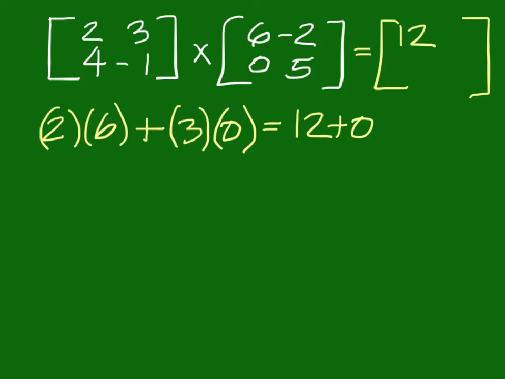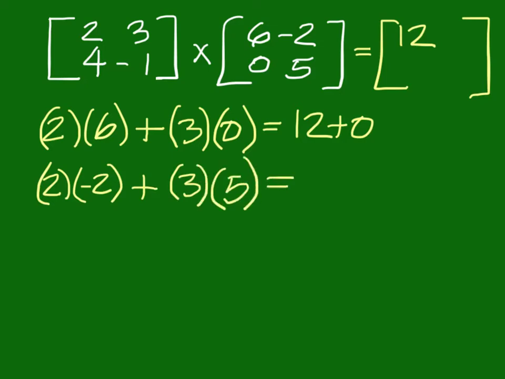Alright, so we'll go with the first row still, but now the second column. So that would be 2 times negative 2 plus 3 times 5, which is negative 4 plus 15. The answer is 11. Does anybody not understand how we came up with 11?